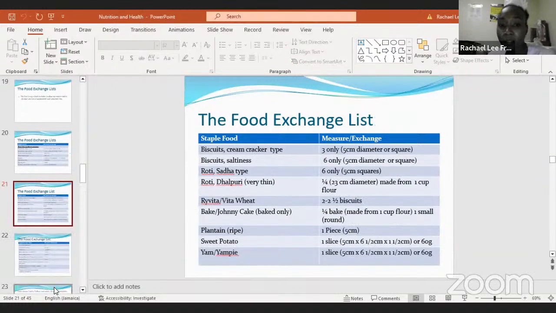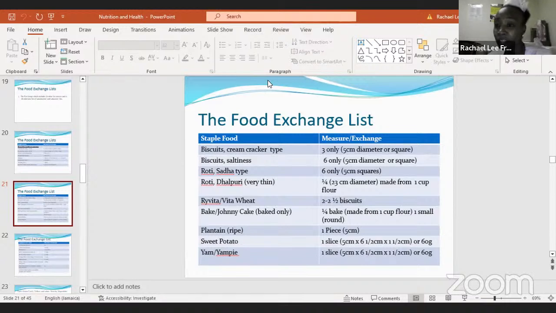All right, and we continue here. So they have the cream cracker type now, which is actually the softer type. The first one we mentioned would have been the tough crackers. This one is the cream crackers type, so you only need about 3 of that. Why? Because this one contains more starch than the tough crackers. All right. And you have the salted biscuit. It's telling you that 6 is adequate.